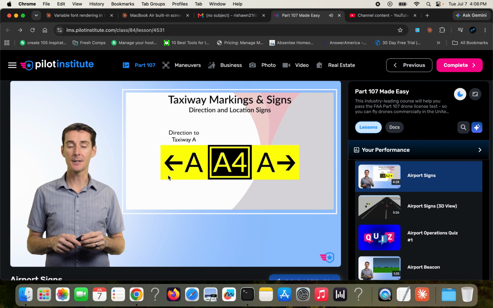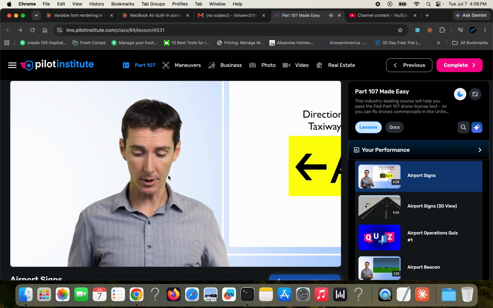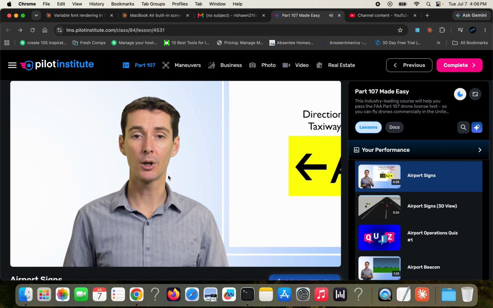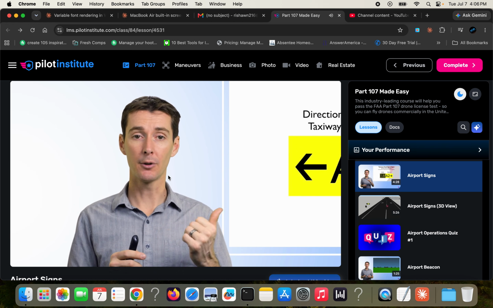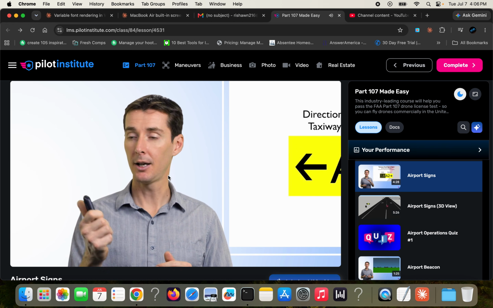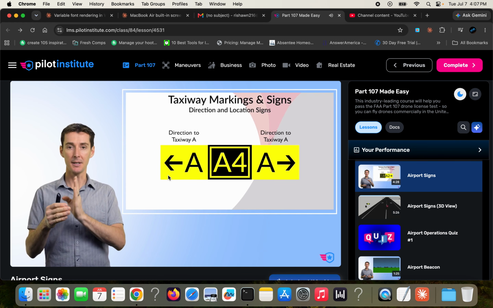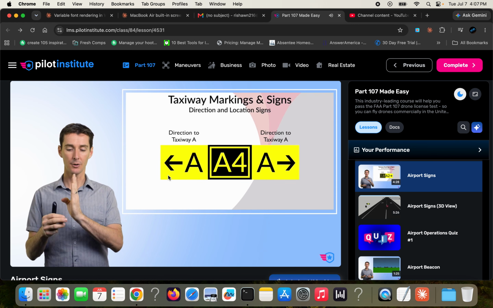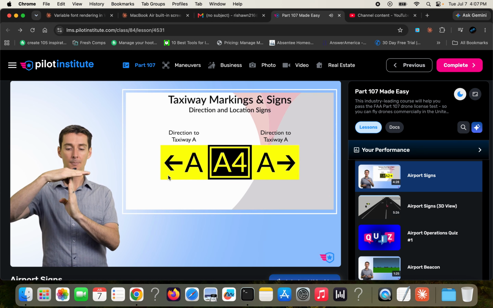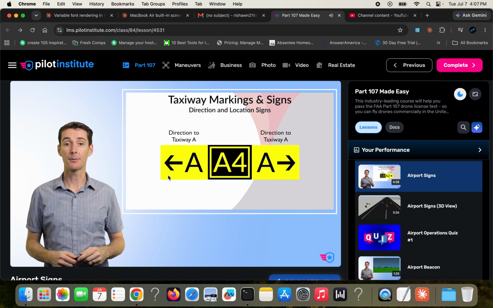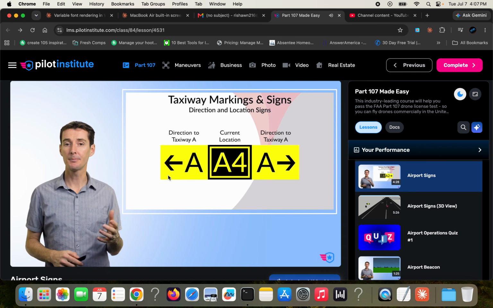So what this is telling me is that I'm located on taxiway A4. Imagine a road, taxiway Alpha 4. And then at the end of the road, if I go left, I'm going to be on taxiway Alpha. If I go right, I'm also going to be on taxiway Alpha. So this is kind of a T. This Alpha 4 is going to go up and then butt into an intersection like this where Alpha is going to be on the left, Alpha is going to be on the right. This is our current location, Alpha 4.